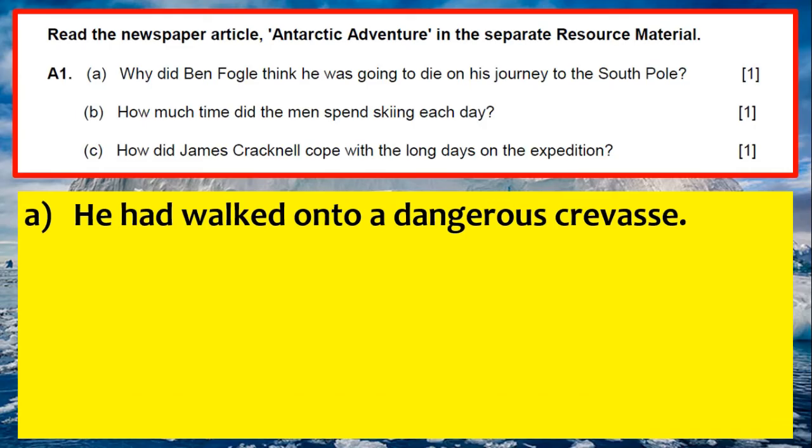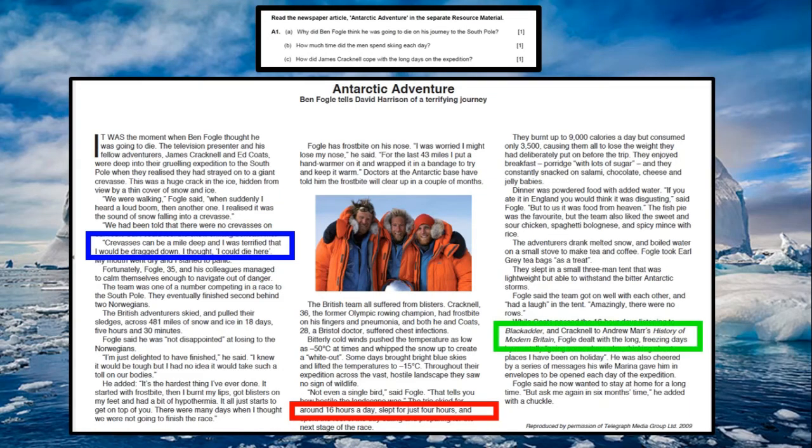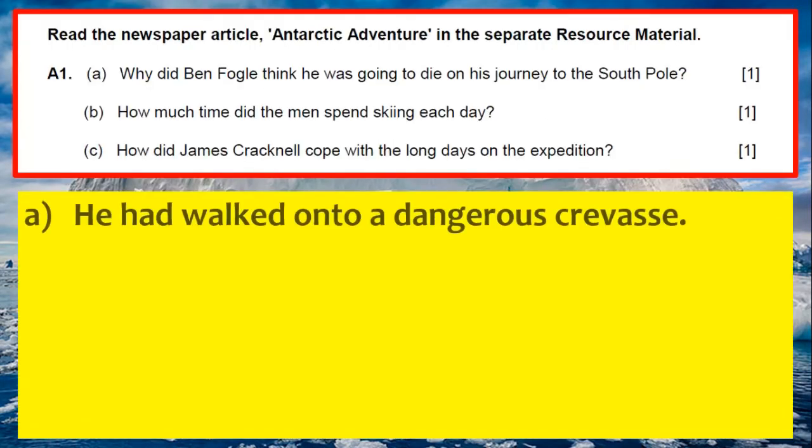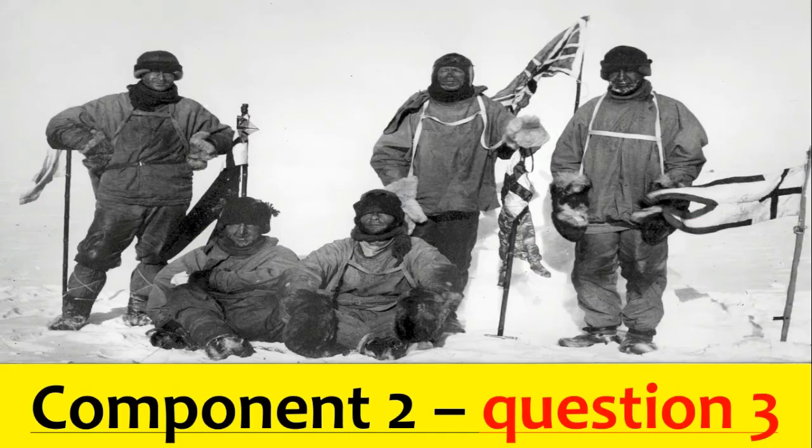B, how much time did the men spend skiing each day? 16 hours a day. Really simple. But I'm not just putting 16 hours because that's not going to get me the mark. 16 hours a day makes sense. How did James Cracknell cope with the long days on the expedition? He listened to Andrew Marr's History of the Modern Britain. So it's all in the text here, and all I've done is put it into a simple sentence for an easy 3 marks.